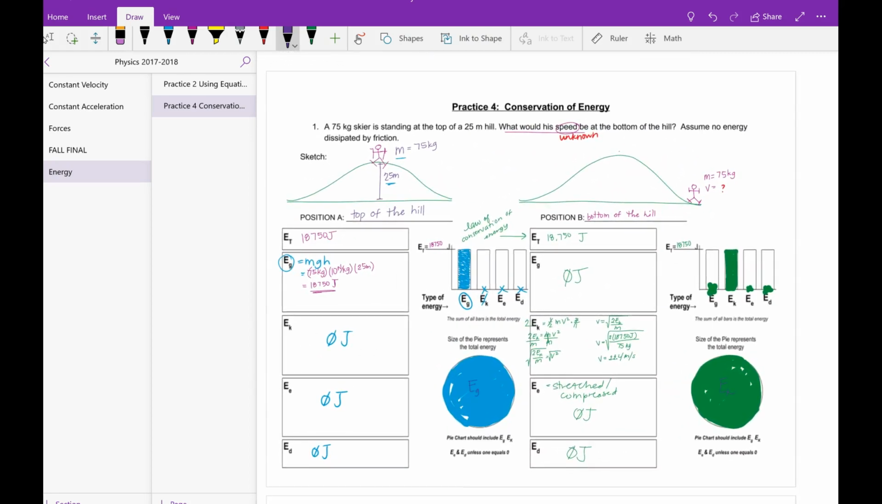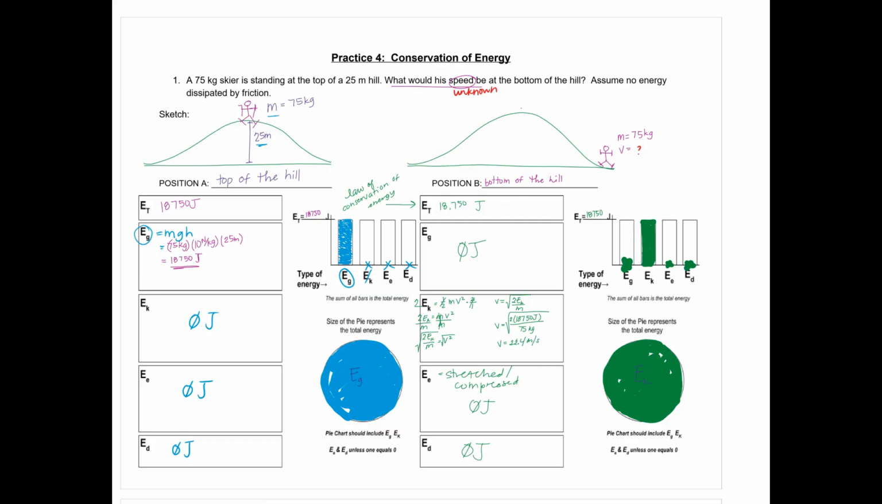There it is. Okay, and so now we have finished the problem. We filled out our sketches. We acknowledged what position they're in. We also talked about the law of conservation of energy, so this total is going to be the same as position B's total. We also did our calculations for EG versus EK. And that is it.